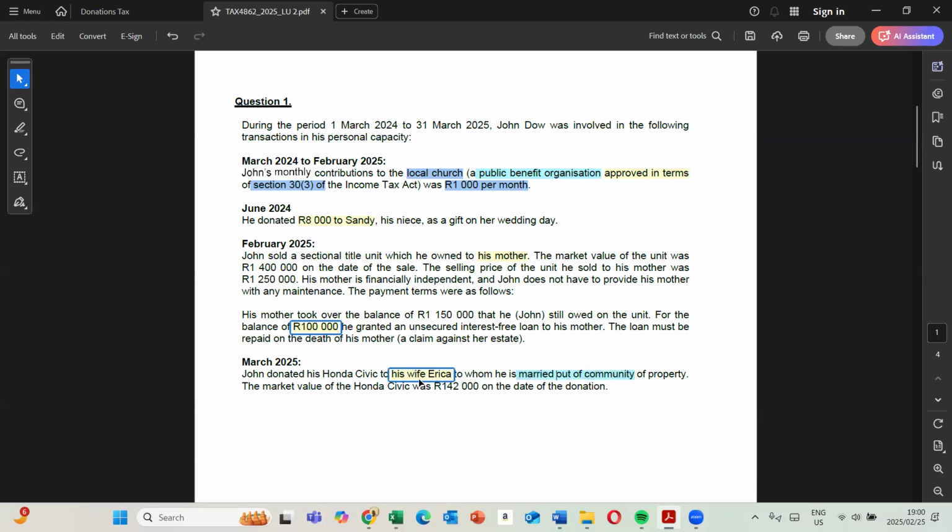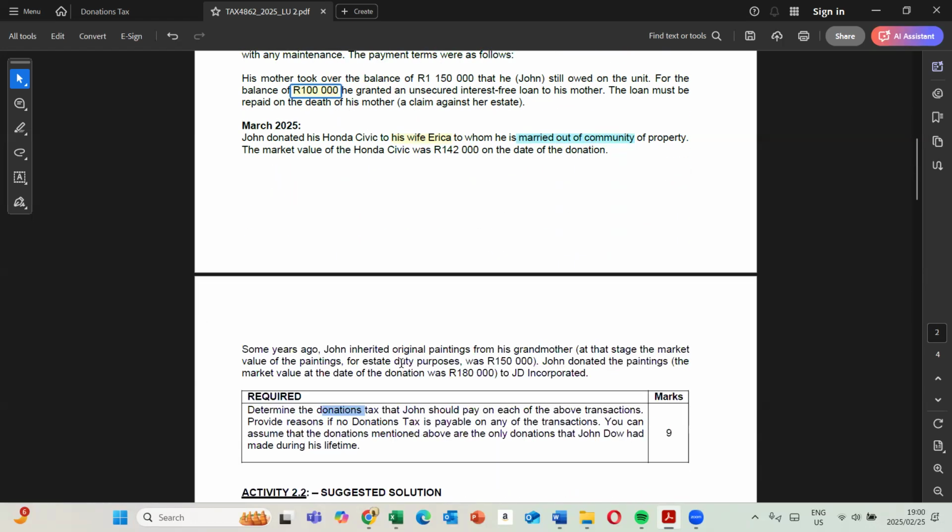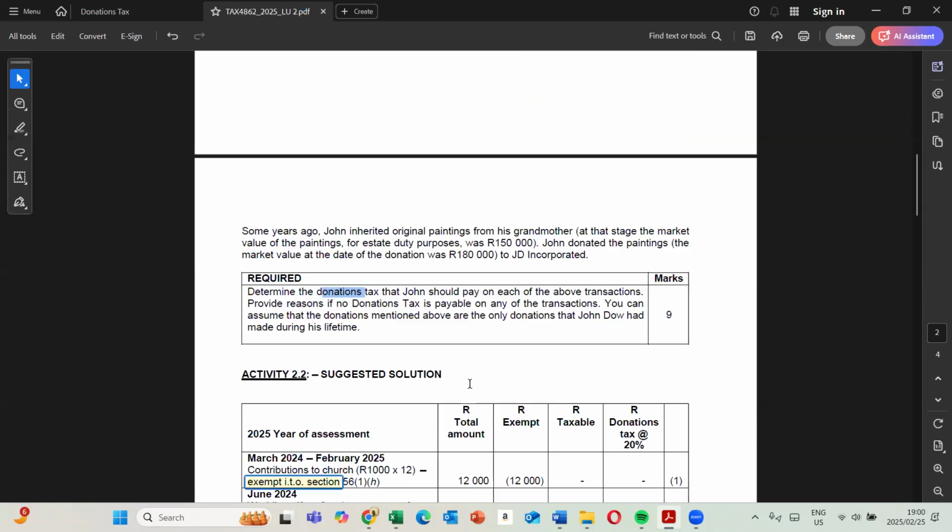Be careful. Sometimes they use the word ex-wife, and they know that when you're in the exam, you're rushing to complete everything and you forget. An ex-wife is not your spouse. You're divorced, so there's no exemption. But if it's wife, yes, there's an exemption. So this one, I believe, was straightforward. This is a donation to the spouse.